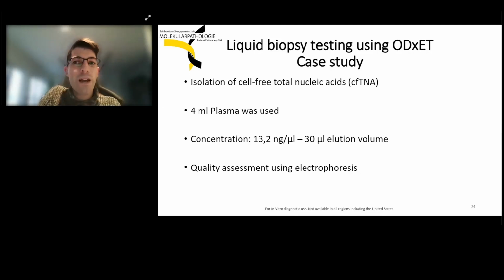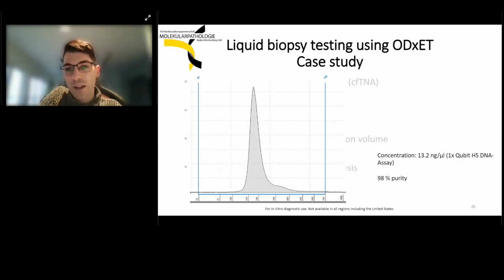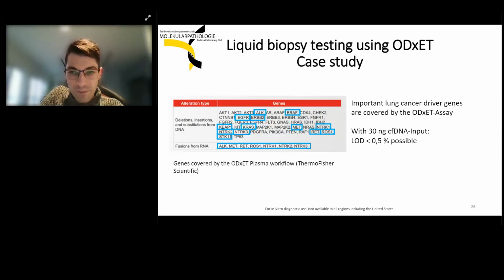So first, we isolated cell-free total nucleic acids using 4 milliliter plasma. And then we determined concentration and performed quality assessment using electrophoresis. And the results are shown here. In this sample, purity was pretty good, 98% cfDNA, almost no contamination with genomic DNA.